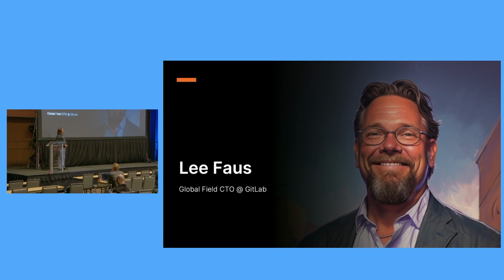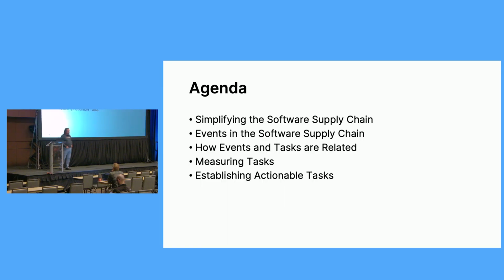So in today's session, I want to talk about simplifying the software supply chain, events and how those events flow through the software supply chain, how events and tasks are related, and then measuring tasks and establishing actionable tasks and metrics around those.